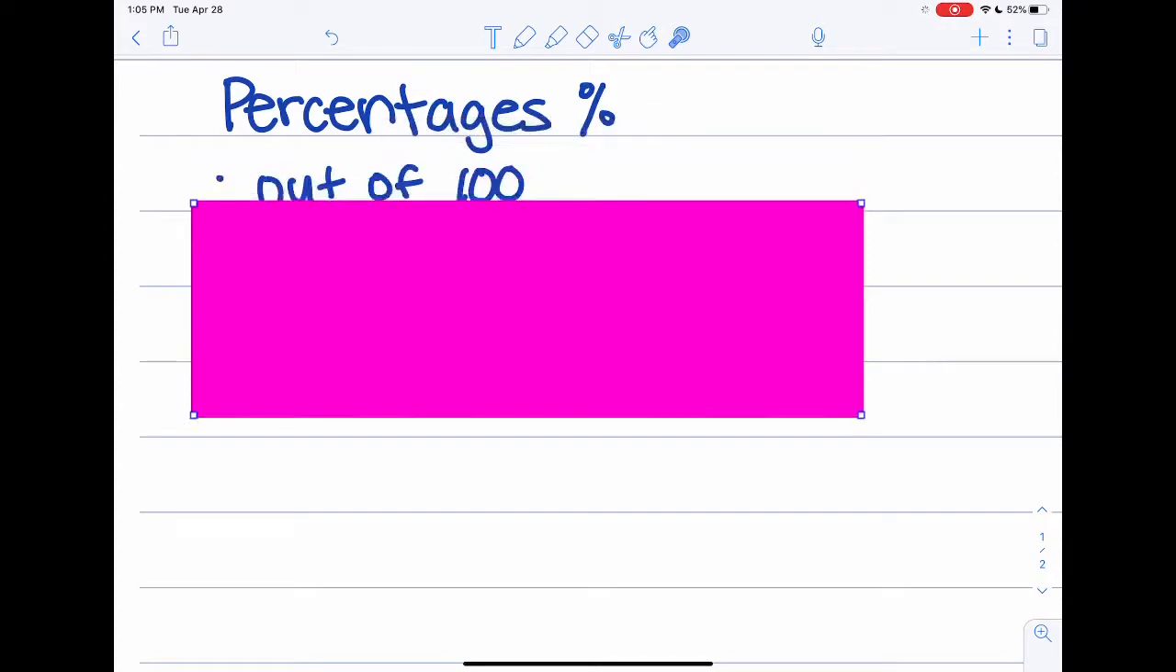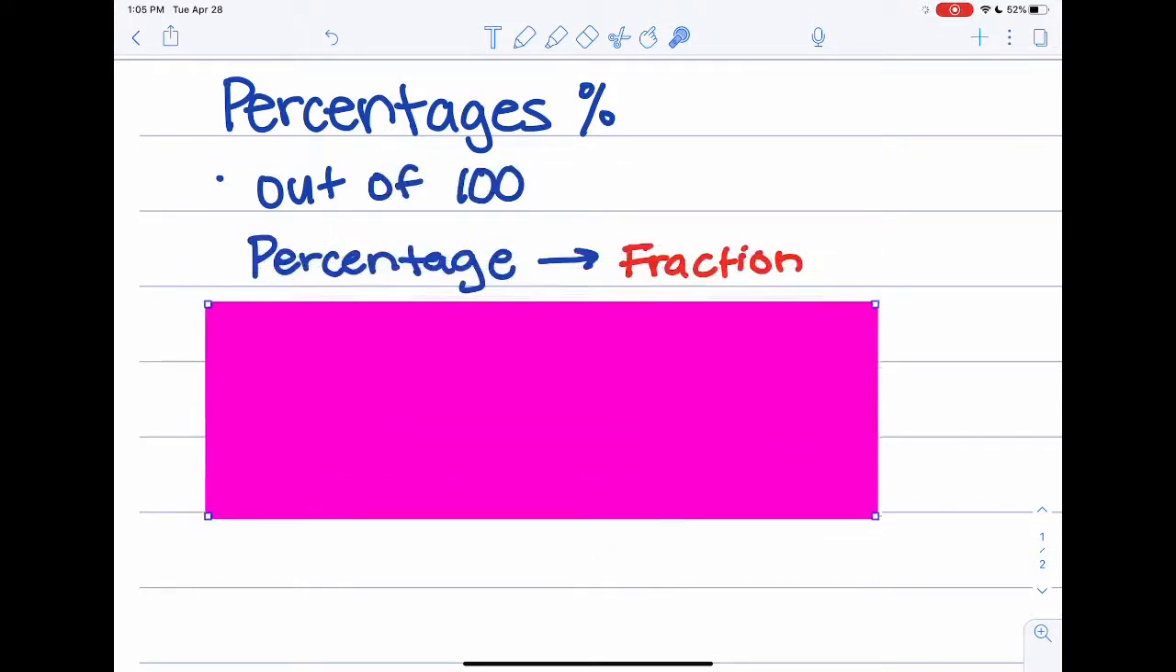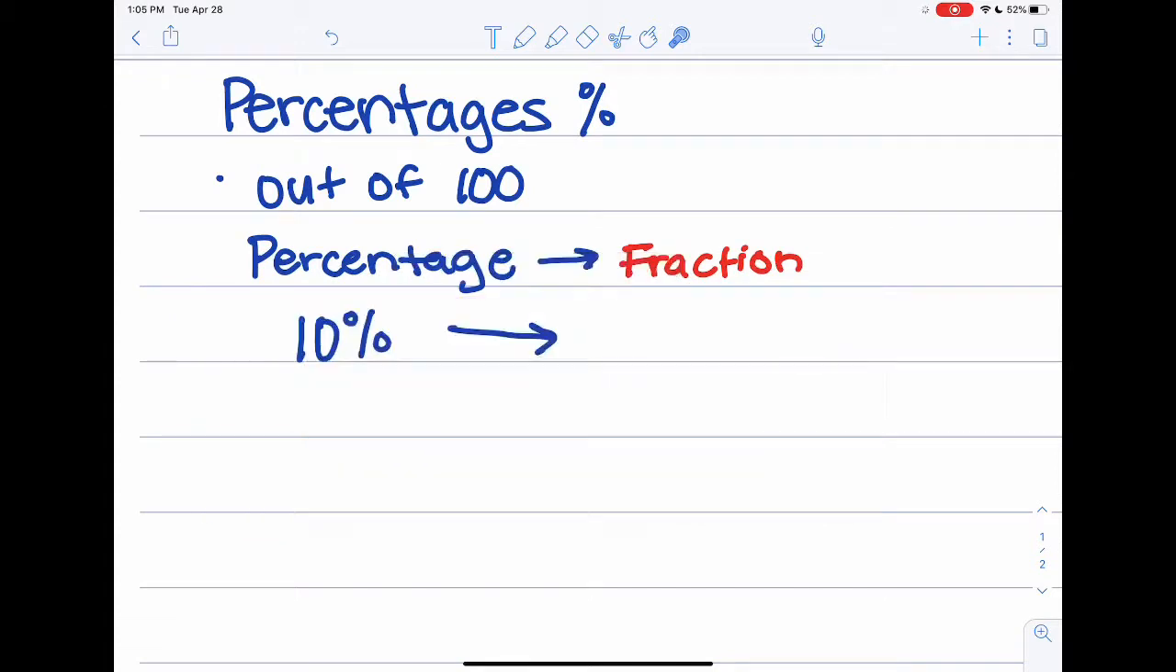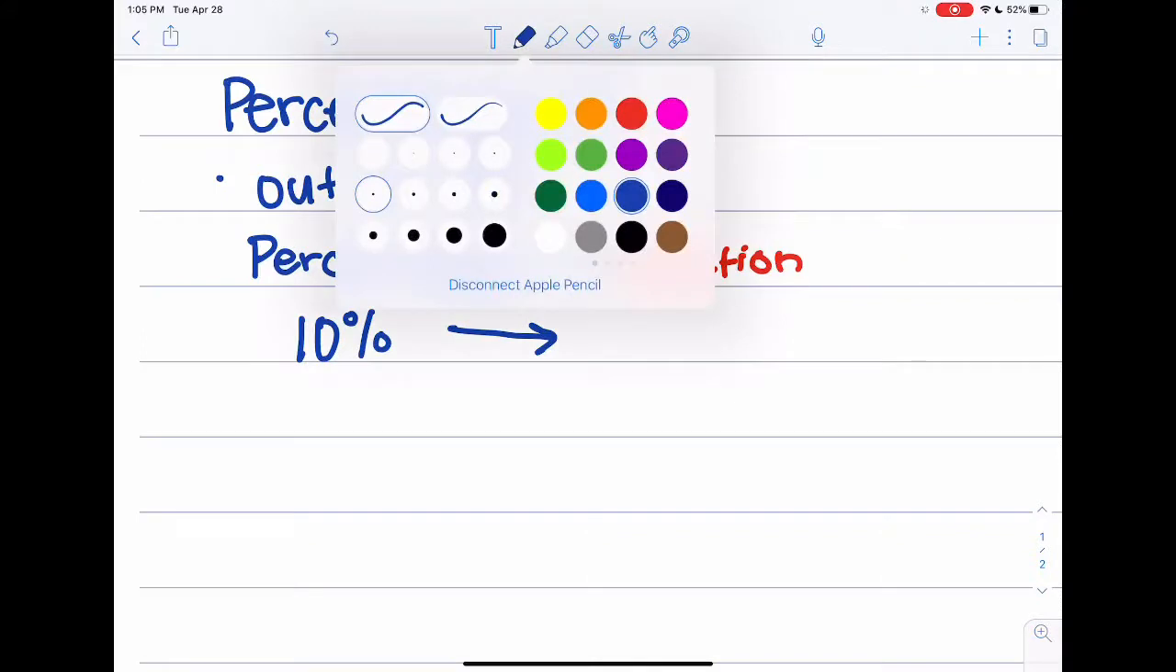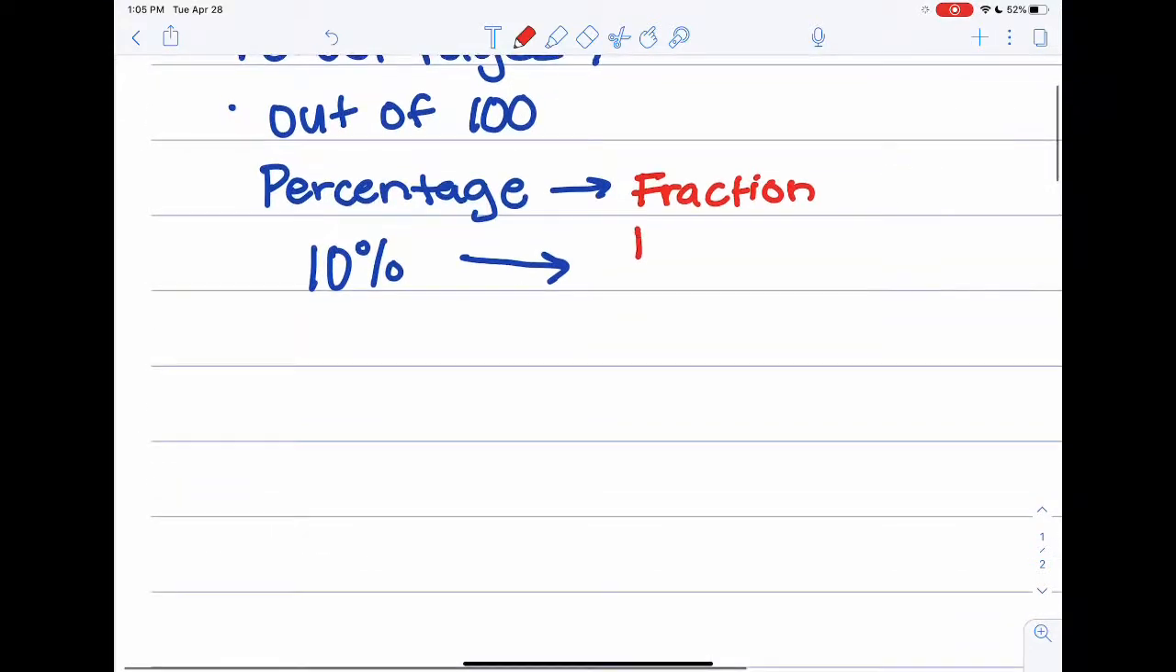Percentages are out of 100, and this is going to be really important for when we are going from percentages to fractions. So let's go ahead and do that. Let's look at this first example. If I have 10% and I want to turn it into a fraction, what did we just say percentages are out of? Yes, 100. So I'm going to make 10 out of 100. And that's how I turn it into a fraction.